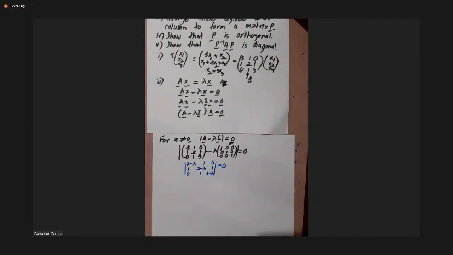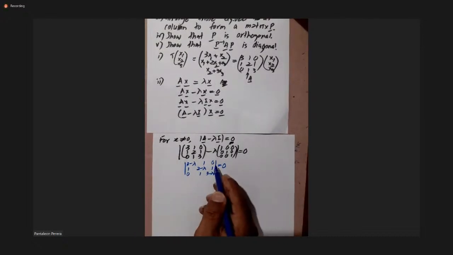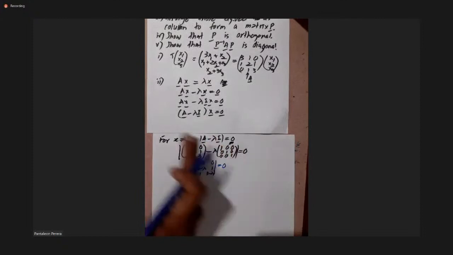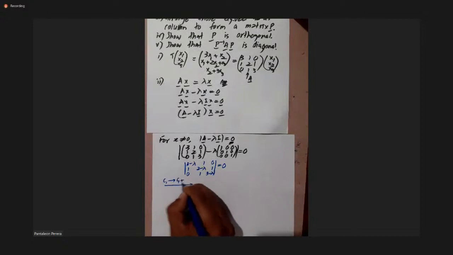Or you can use the properties of determinants. You can add columns to one column, and it doesn't change the value of the determinant. C1 can be changed to C1 plus C2 plus C3. But why do that?